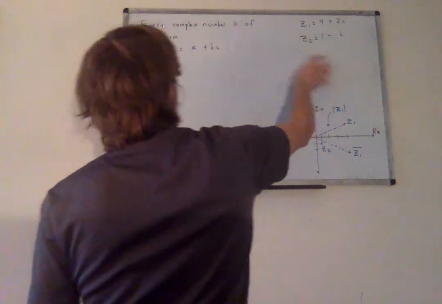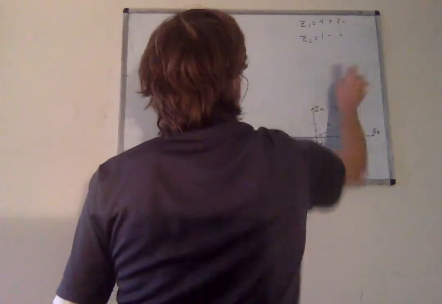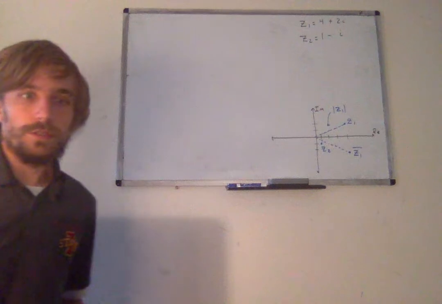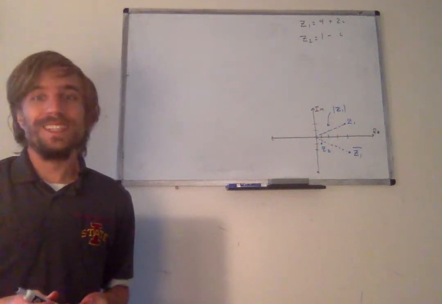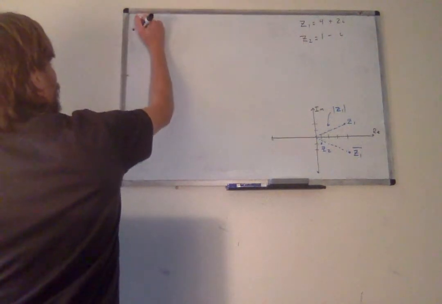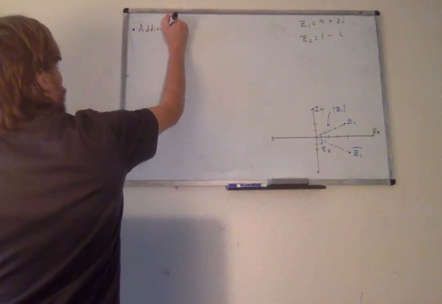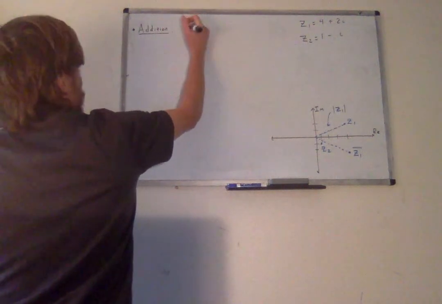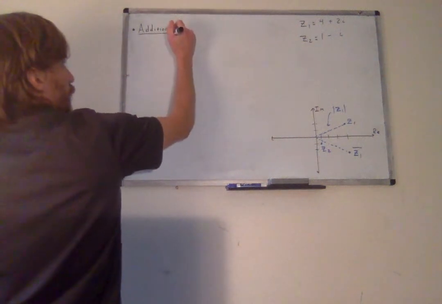Division is the weird one because you might have the very prudent question of, how do we divide by a complex number? And basically the answer is we don't. So we'll get there. So addition, you basically just add like terms, right?